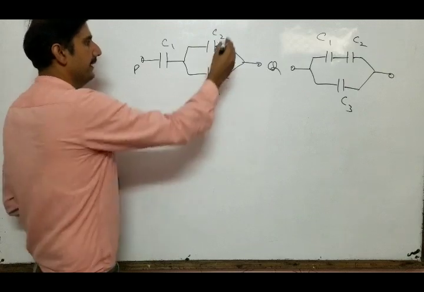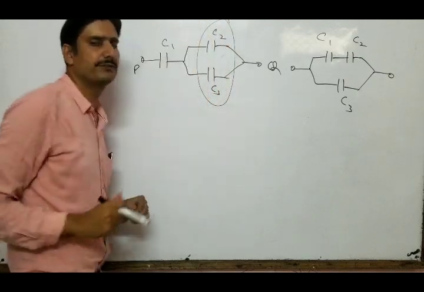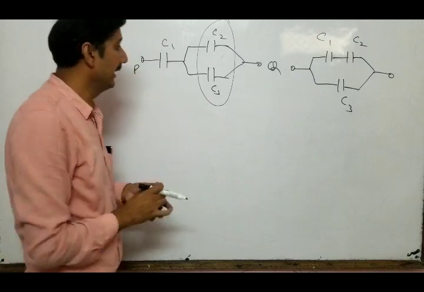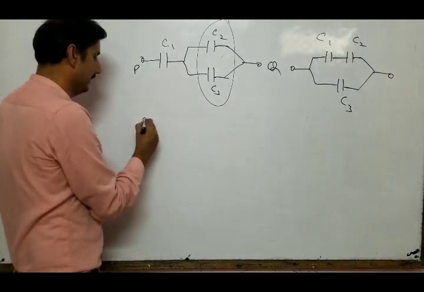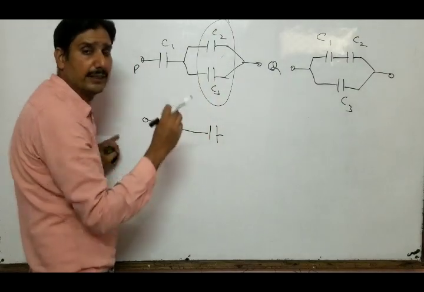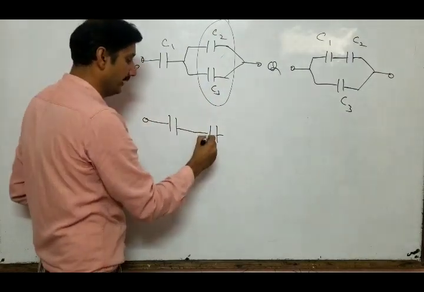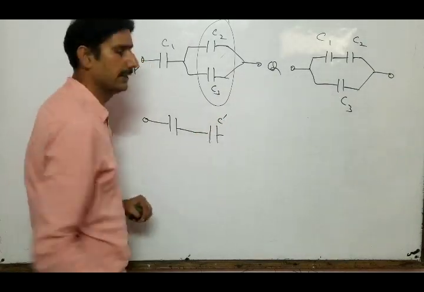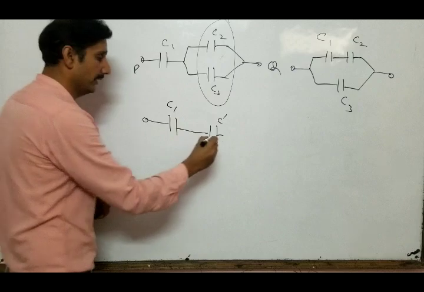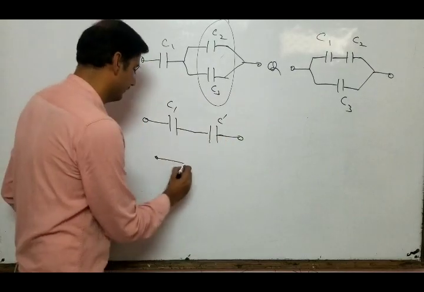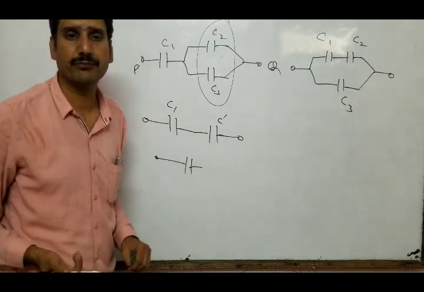You can see these two are in parallel. So you first solve C2 and C3. There will be C2 plus C3, and then whatever comes, you'll make an equivalent diagram. Instead of writing down C2 and C3 separately, we'll write down a single one. Let's say I call that C dash, and this was C1. Now these two are in series, and then we'll find out the effective value as C.